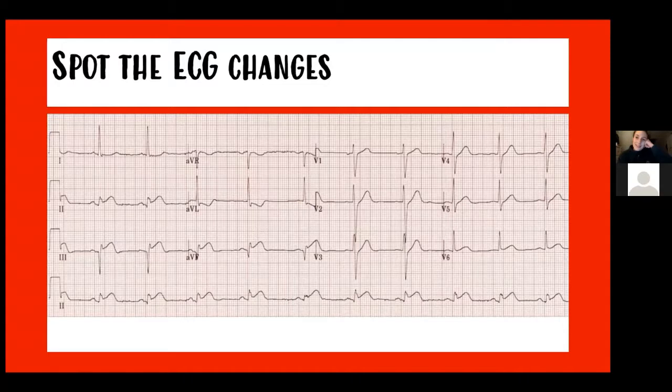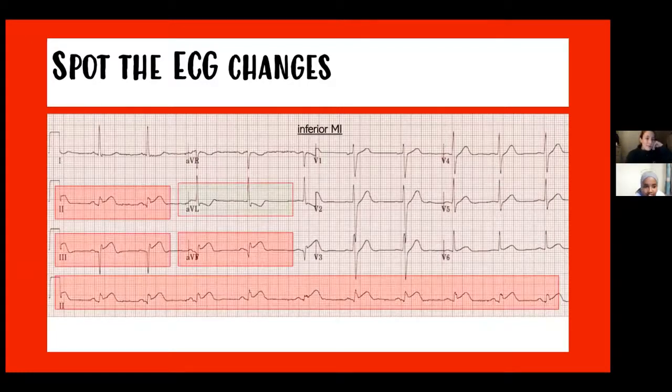What does anyone see? Okay, so yeah, it's an inferior. So it's 2, 3, aVF.